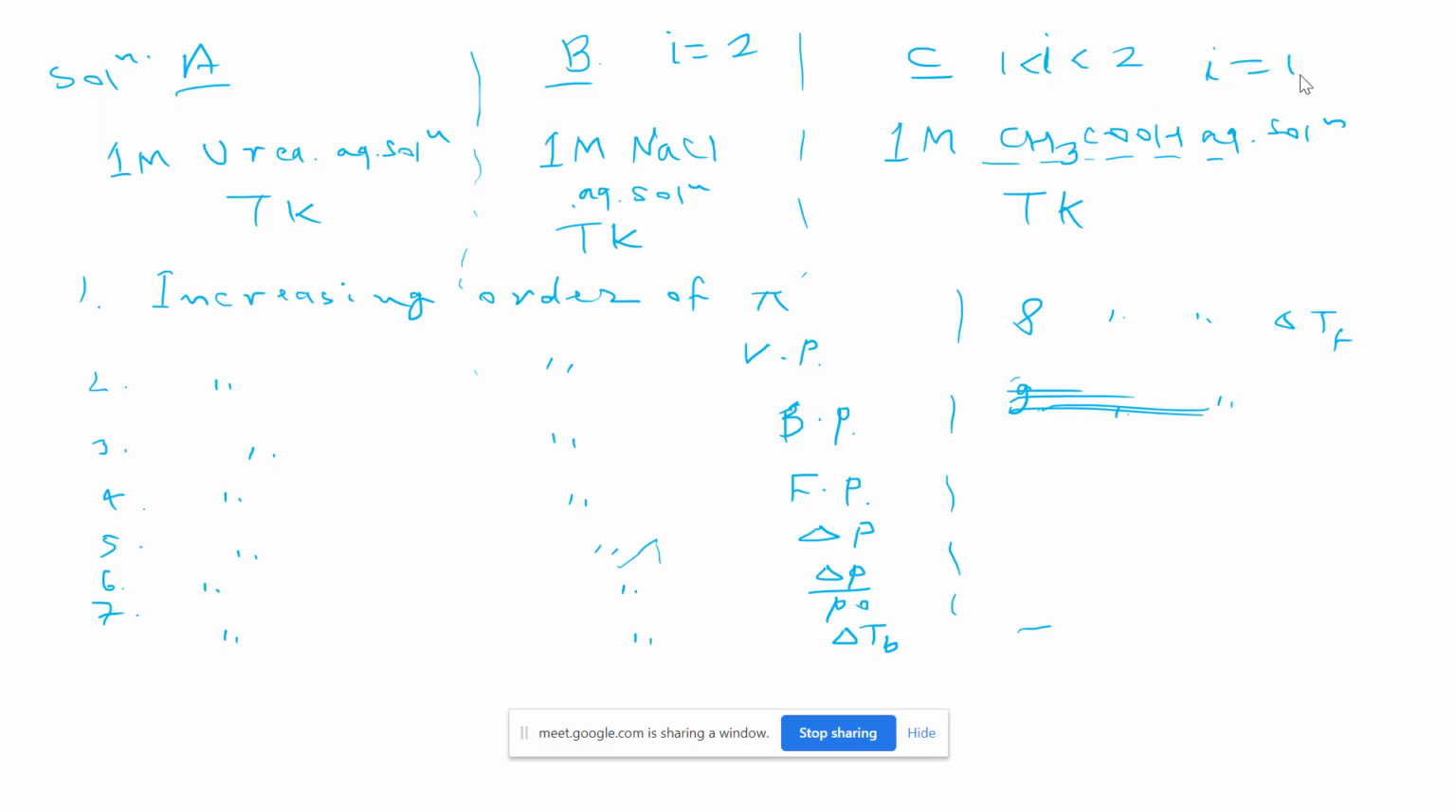For example, you can take i equals 1.2, suppose, and here i equals 1. This is a non-electrolyte. Got it? Now you can do it.